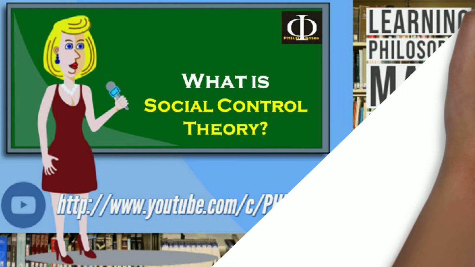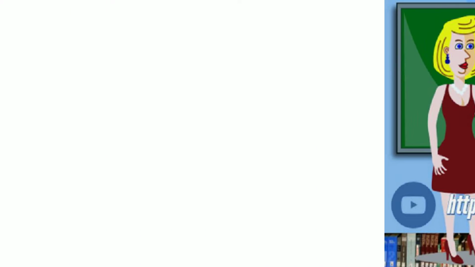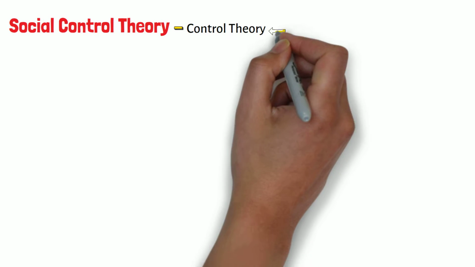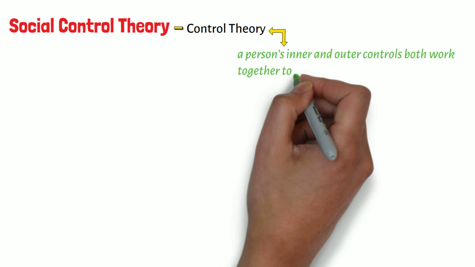What is social control theory? Social control theory, or simply, control theory, states that a person's inner and outer controls both work together to negate deviant tendencies.